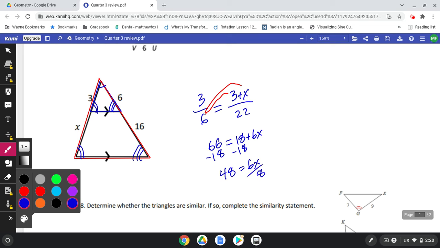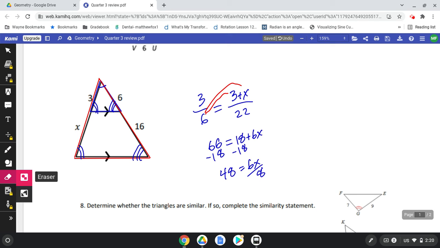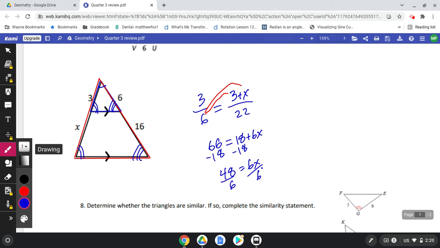Go ahead, divide by, I got ahead of myself. Divide by 6, and if we divide that 48 by 6, we will get x equals 8.